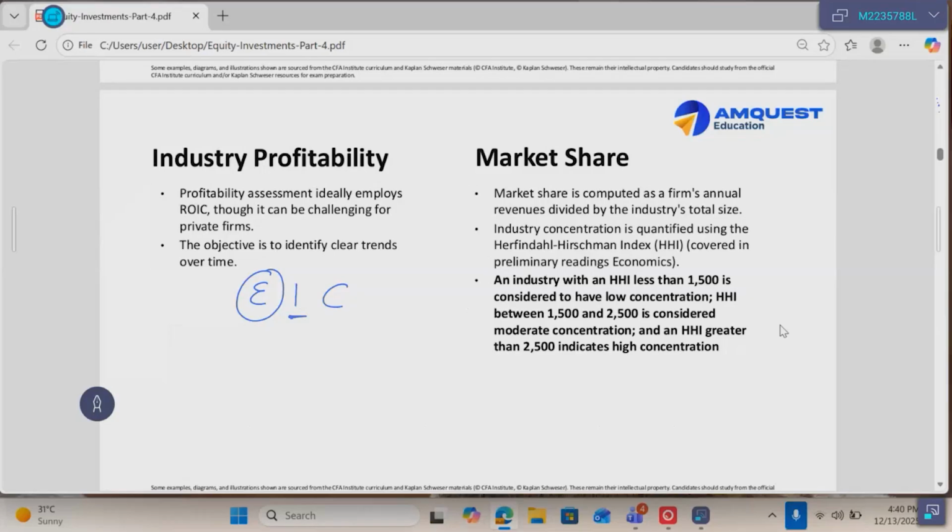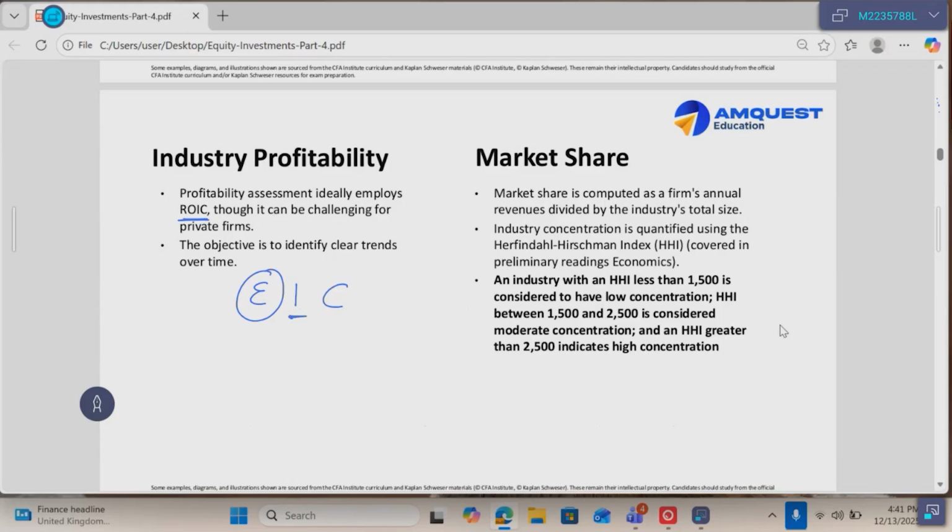So for industry profitability we use ROIC, which is return on invested capital. Return on invested capital talks about what return the company is generating for debt holders as well as for equity holders. Then we have to identify clear trends over time. Again, that will be helpful to analyze what stage of the business cycle it is in, whether it is growing, whether it has reached a peak, or whether it is in a fall.